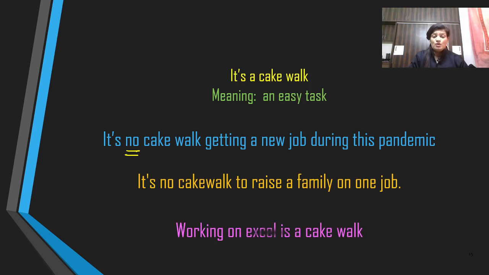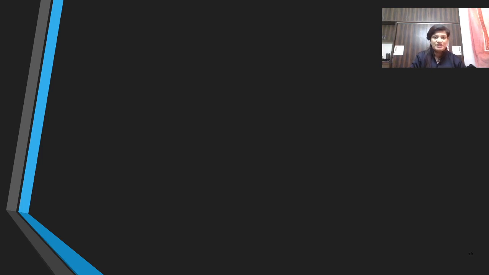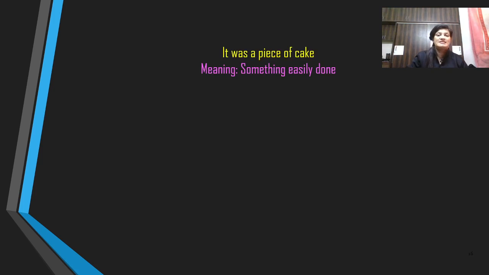Next is, working on Excel is a cakewalk. Now, here again, I'm telling you how easy it is to work on an Excel sheet, right? Well, obviously, it's a cakewalk. I hope you agree with me. Next one is, it was a piece of cake, which is similar to the previous one which we learned. That is a cakewalk.